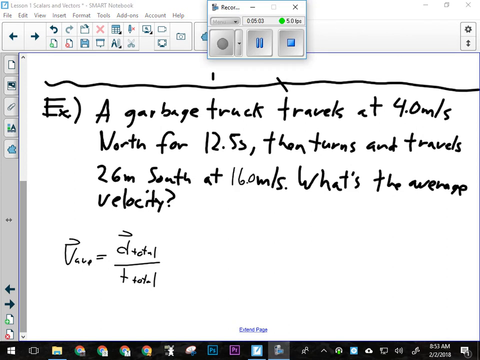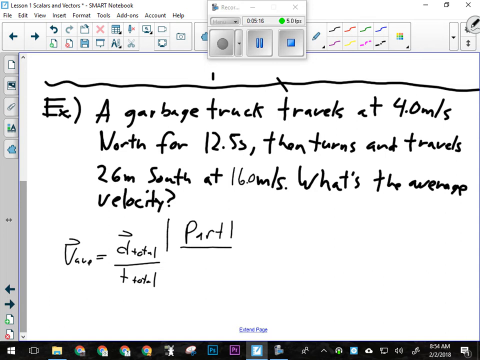Our first step, if we have a question that has a trip with more than one part, is to separate it into the parts. That way we can deal with them one at a time. All right, so in the first part of this trip, we have the truck traveling at a velocity of 4 meters per second north. Okay, and it does so for 12.5 seconds.